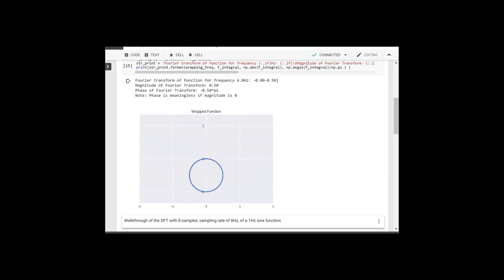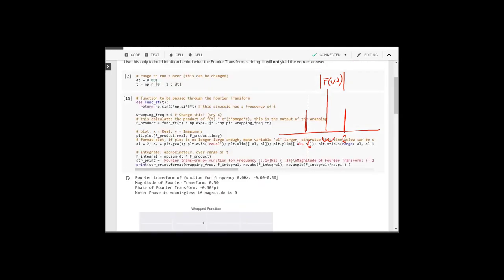And when you then go to plot the magnitude of the Fourier transform for this particular sine function, what you're going to get is something that's zero everywhere, unless we're talking about the value of 6 or negative 6. Yeah, we can also do negative 6, right? Let's try that for a second. Let's see what negative 6 is going to give us.